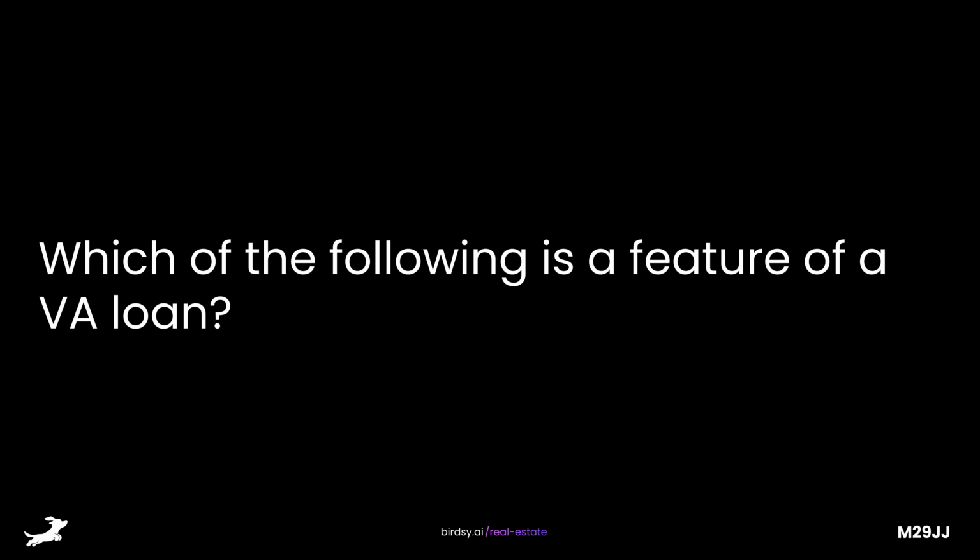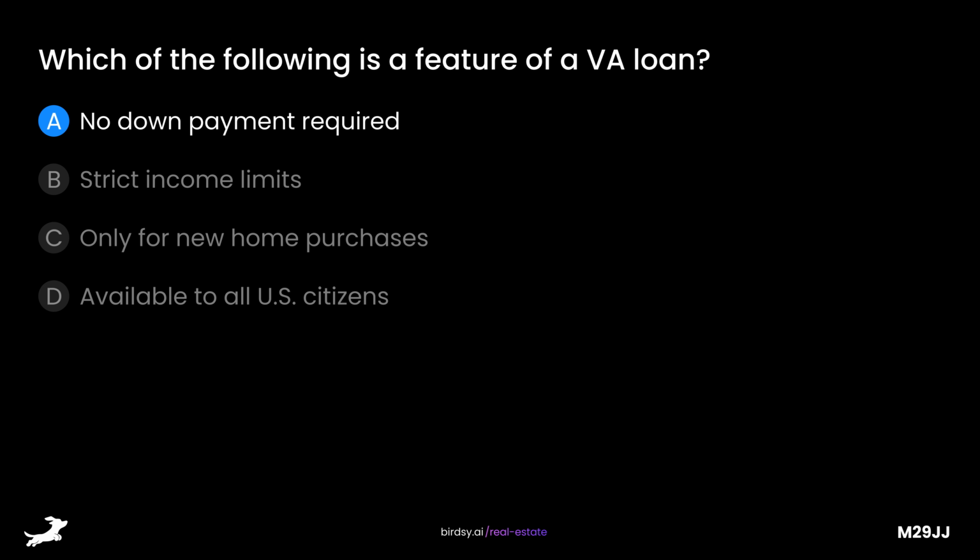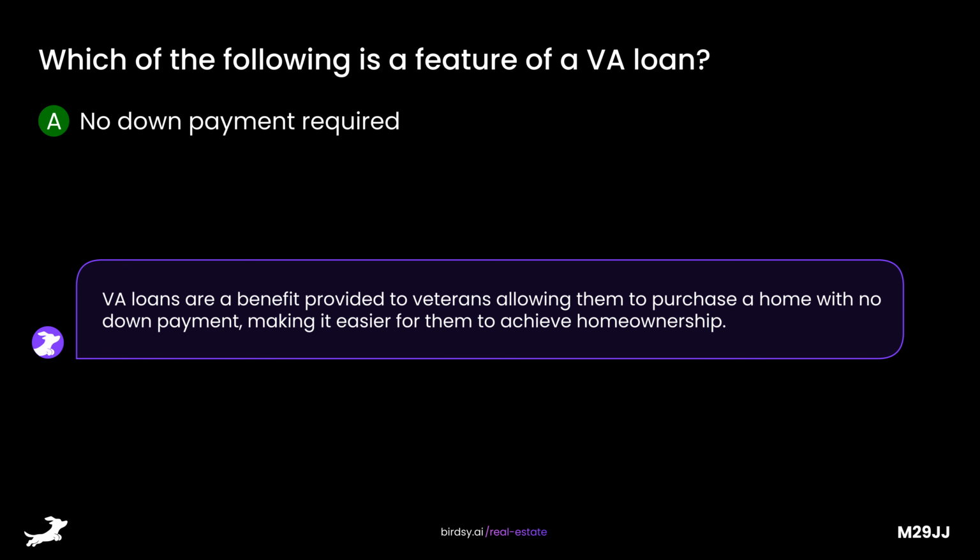Which of the following is a feature of a VA loan? Is it A, no down payment required, B, strict income limits, C, only for new home purchases, or D, available to all U.S. citizens? The answer is A, no down payment required. VA loans are a benefit provided to veterans, allowing them to purchase a home with no down payment, making it easier for them to achieve homeownership.